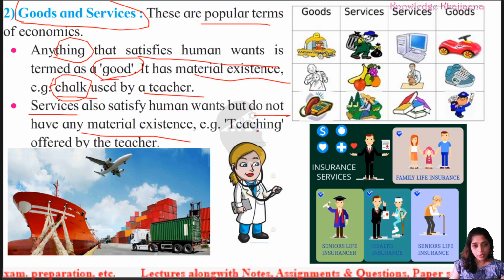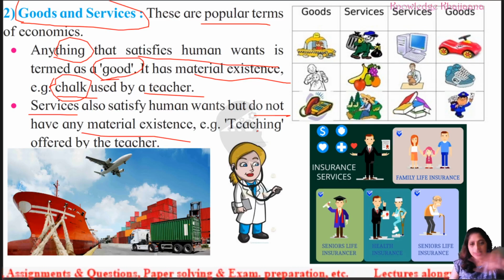What is the human want? Learning. See, learning is the human want, and this learning want is satisfied by what? By the service of teaching. You want to learn. You want to grasp the knowledge, and this learning want is satisfied by which service? Teaching service. So teaching is a service which cannot be touched, which cannot be seen.